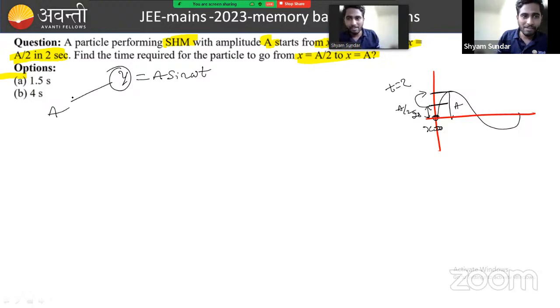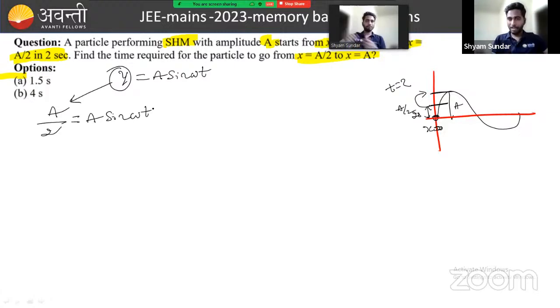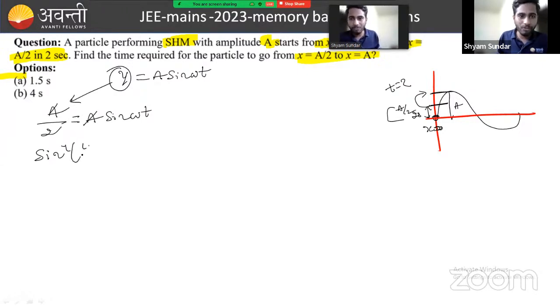Look, in the place of y, I am writing A by 2 equals A sin omega t. I know the time t here, that's why I'm using this. Cancel A from both sides. Take sine to the left-hand side. It becomes sine inverse of 1 by 2 equals omega t. I know the value of sine inverse of 1 by 2. It is nothing but sine 30 degree. We can write this as pi by 6 or pi by 3?